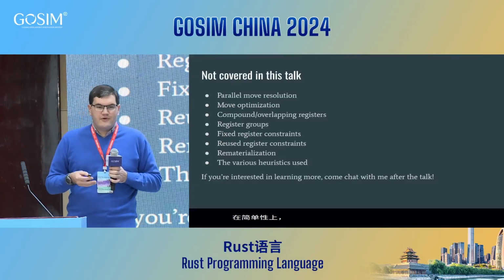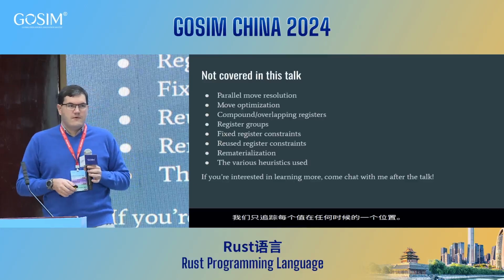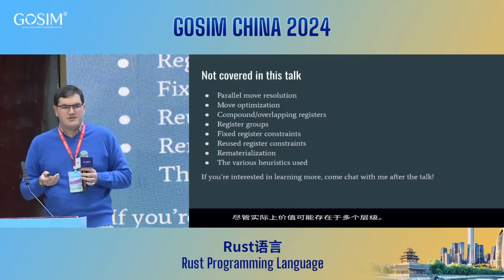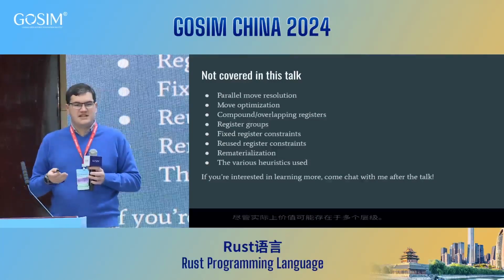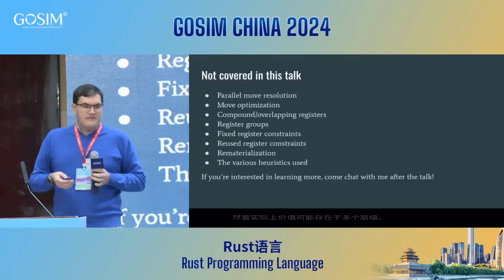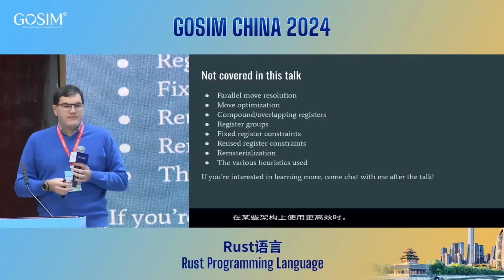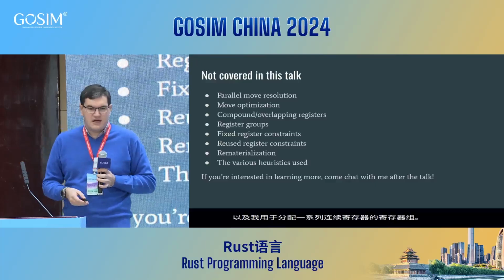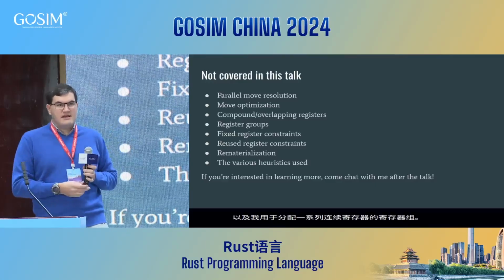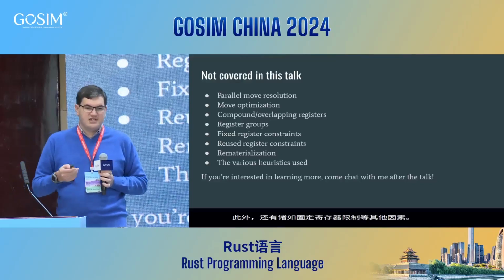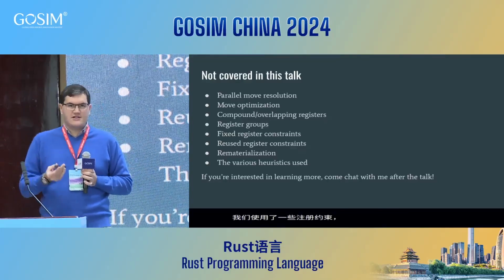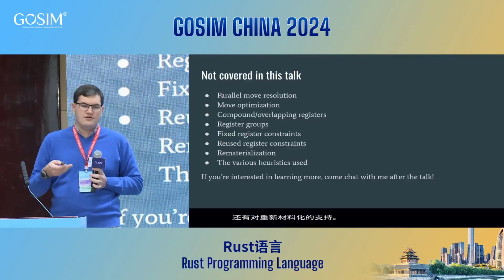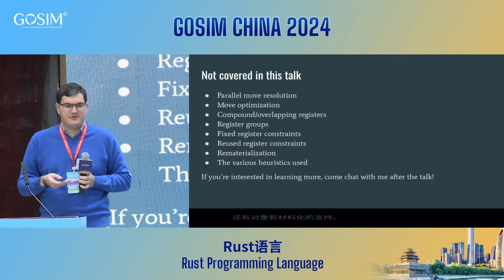There's also support for compound or overlapping registers that are used on certain architectures, register groups, which are used for allocating sequences of consecutive registers. Also, other things like fixed register constraints, reuse register constraints that I haven't been able to cover. There is also support for rematerialization, which allows things like constants to be rematerialized out of thin air instead of forcing you to spill them to a stack slot and then reload them later.